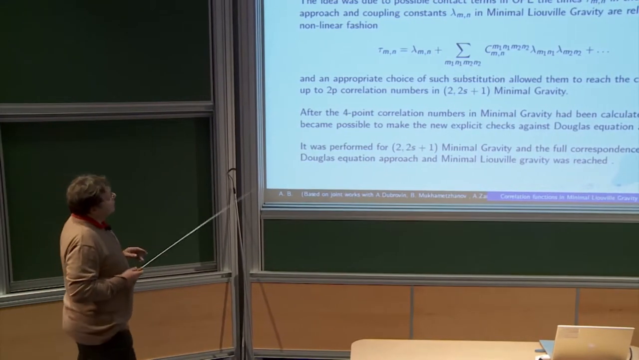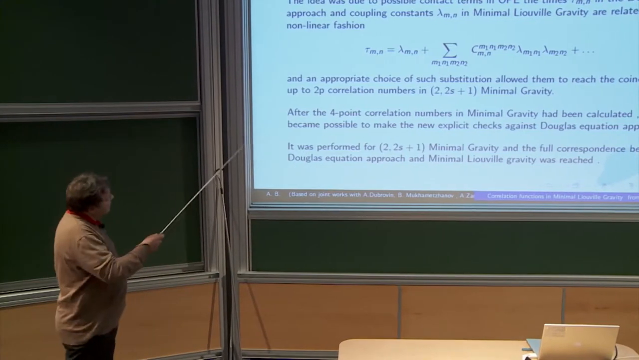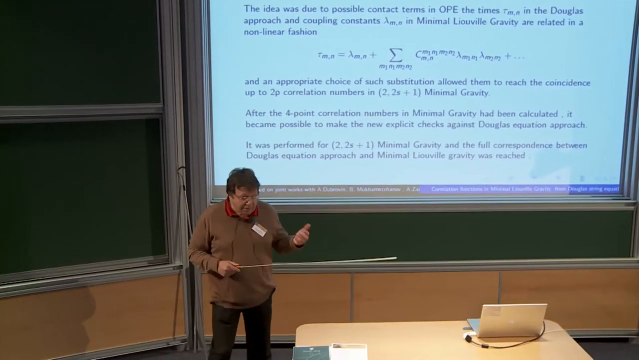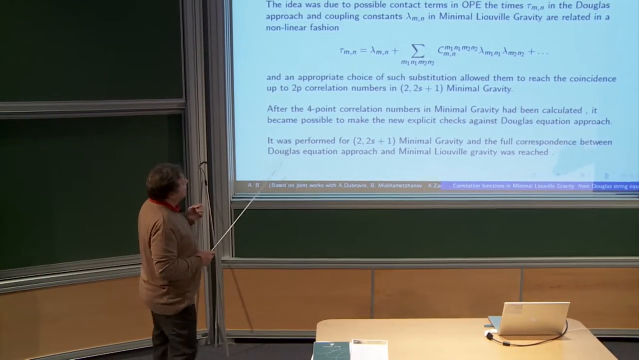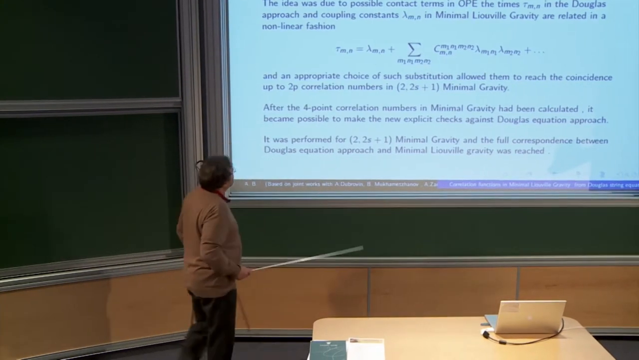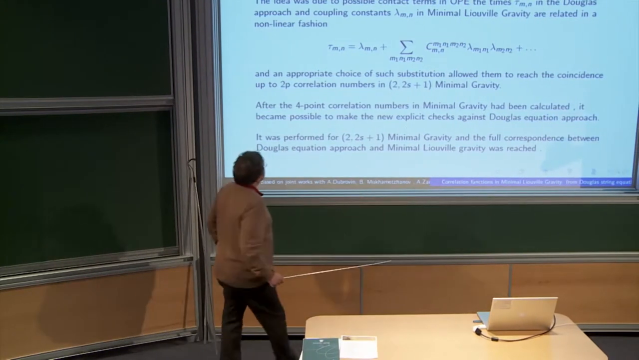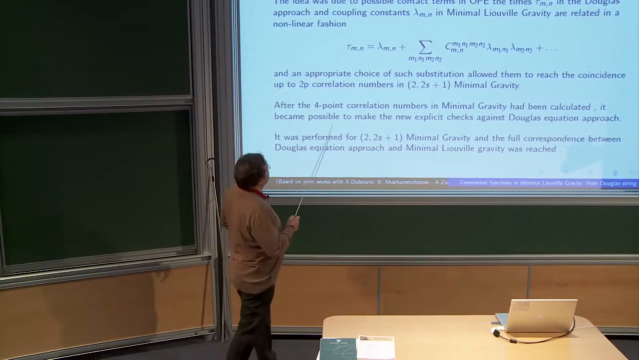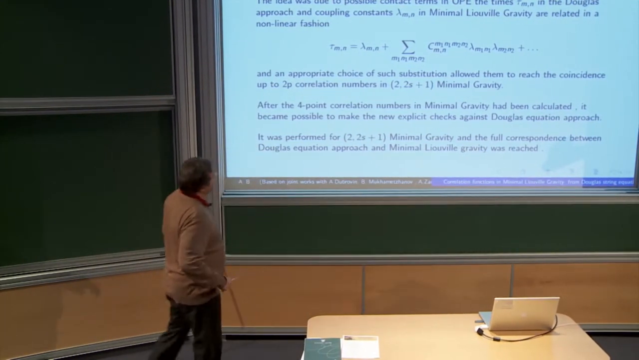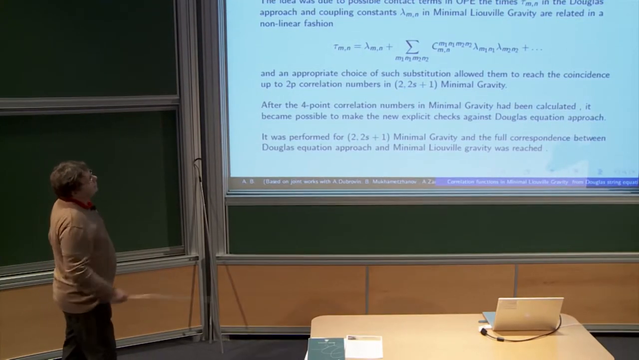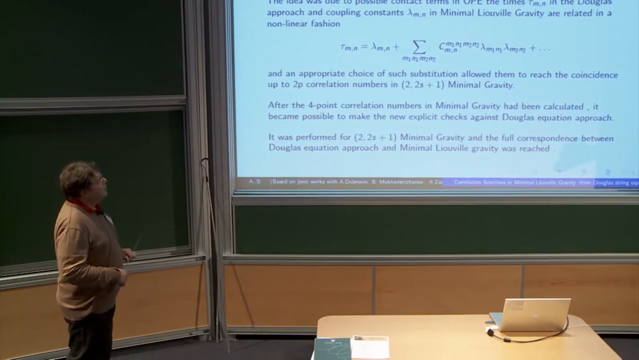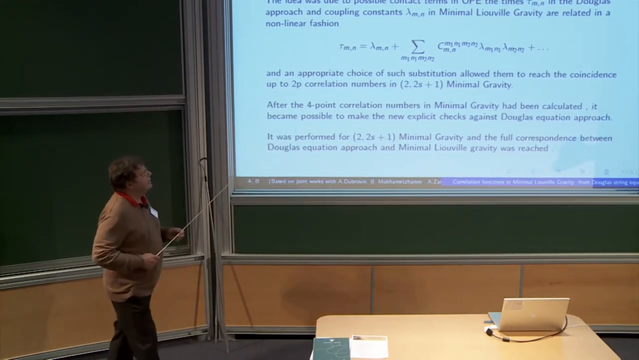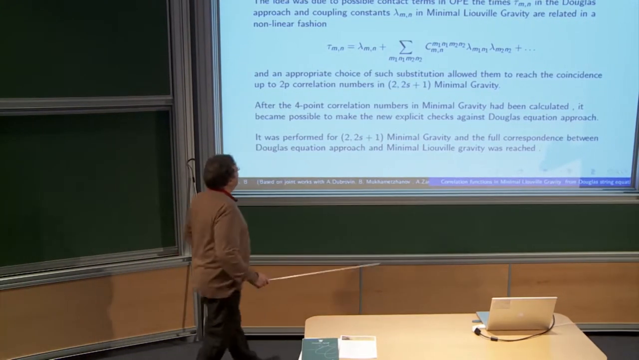And because of these contact terms, these variables, whose gravitational dimensions are equal, cannot coincide themselves, but have some additional terms. And an appropriate choice of such a change of variables allowed these authors, Moore, Seiberg and Staudacher, to reach coincidence for 1- and 2-point correlation numbers in the Lee-Yang series of minimal gravities.